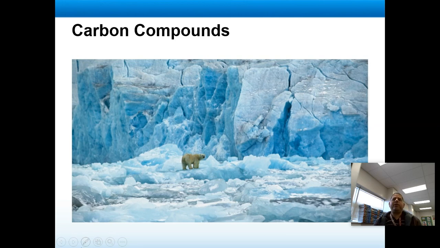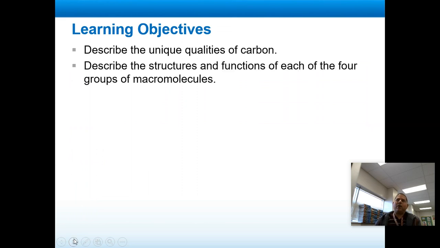To get started, we have to do a little bit of fact finding about what makes up biomolecules. If you look at all the different biomolecules from carbohydrates, lipids, proteins to nucleic acids, you will find they all share one thing in common. They all contain carbon. Now, what makes carbon unique? Today we're going to describe some of the functions of each of the four macromolecules. As we go through the many different macromolecules, look at what role carbon plays in the makeup of those macromolecules.